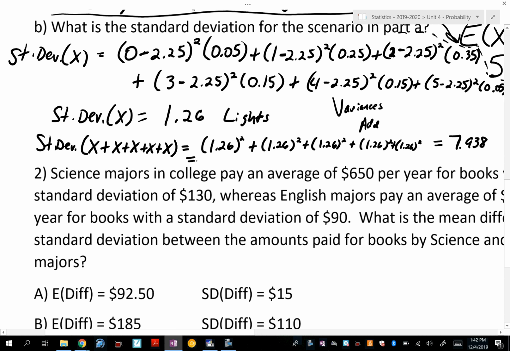Sad. So the answer is 2.82. Okay, so just be aware of that. Tomorrow, you know I'm going to ask about it in some way, maybe not in this way, but you need to be thinking about variances add. So, question? No question. Okay. All right. Any questions on problem number 1?